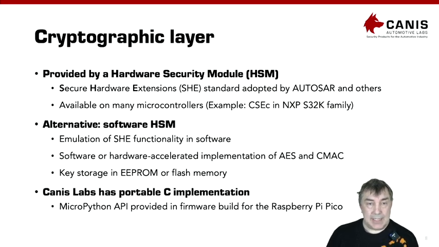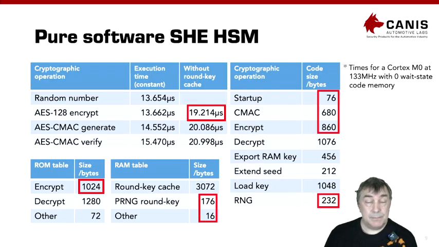And in fact, Canis Labs has built a software emulation of an SHE hardware security module. And we've taken that implementation in C and wrapped it up into a MicroPython build for our development kits. And there's an API in Python now to be able to play with that. And you can see it's pretty efficient. So the AES basic encryption operation takes 20 microseconds, and that's on a tiny Cortex M0 running at 133 megahertz.